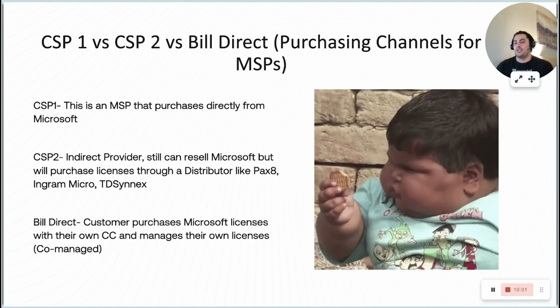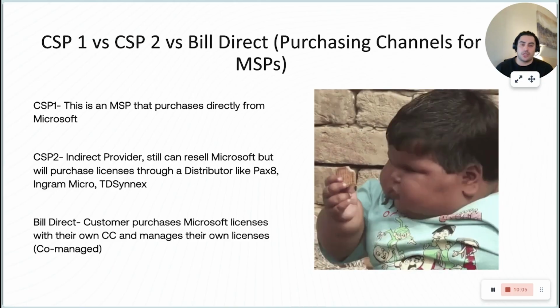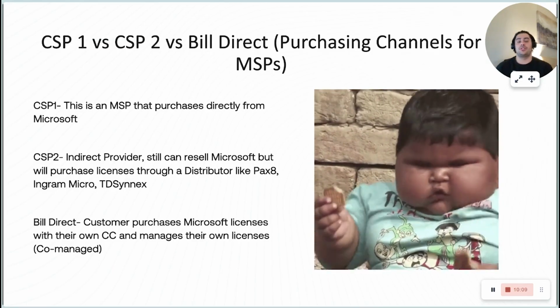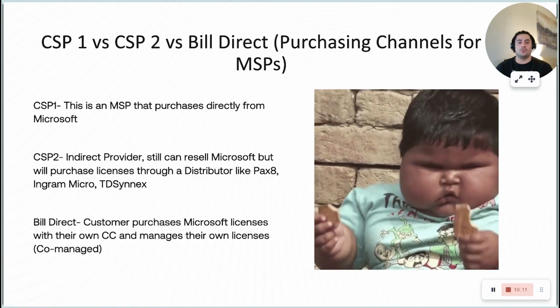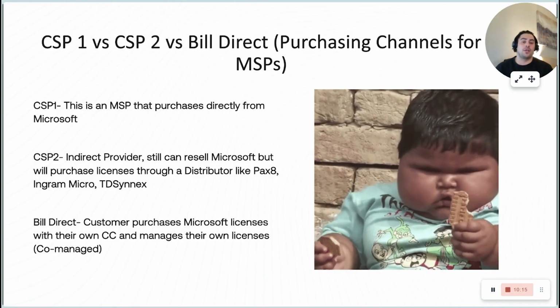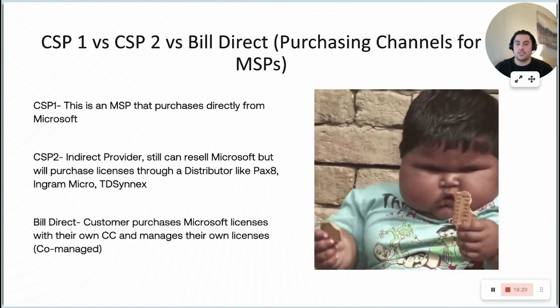And then the last but not least will be your bill direct. So bill direct, think you're taking your customer's credit card, going directly to Microsoft for them, purchasing their own licenses. There's no other rhyme or reason to do that other than they want to get billed directly from Microsoft and you don't want to handle the billing. So any of the options work.